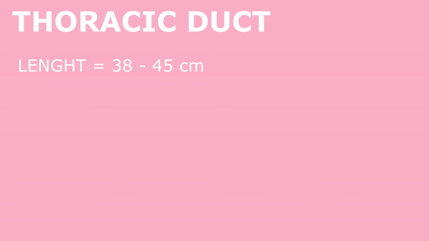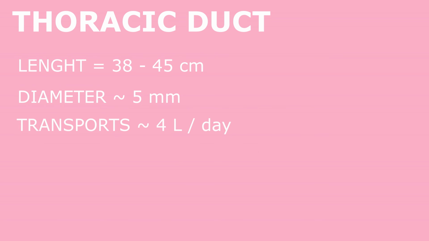The thoracic duct has a length of about 38 to 45 centimeters, a mean diameter of 5 millimeters, and transports about 4 liters of lymph per day.